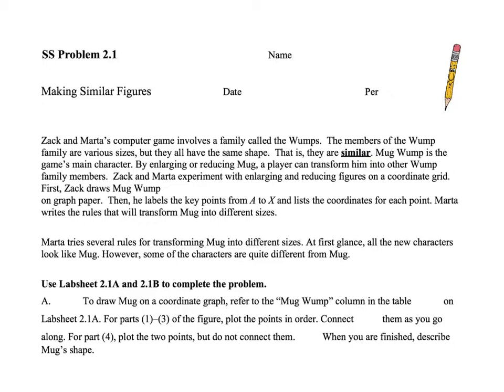By enlarging or reducing Mug, a player can transform him into other Wump family members. Zach and Marta experiment with enlarging and reducing figures on a coordinate grid. First, Zach draws Mugwump on graph paper. Then he labels the key points from A to X and lists the coordinates for each point. Marta writes the rules that will transform Mug into different sizes.